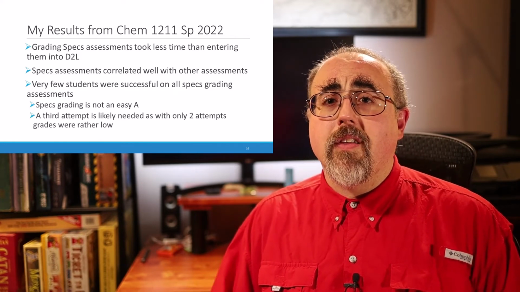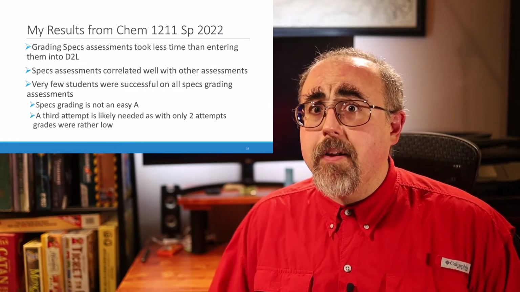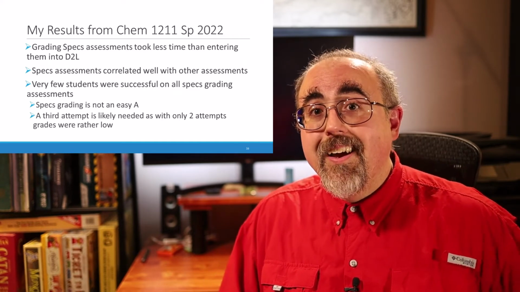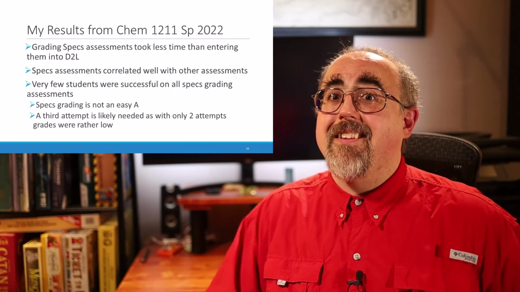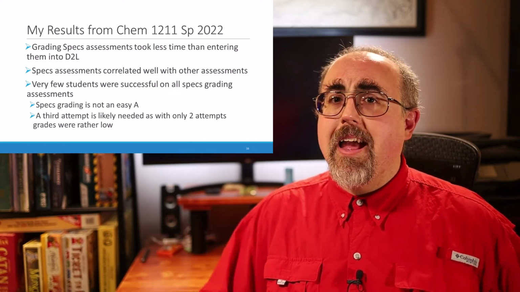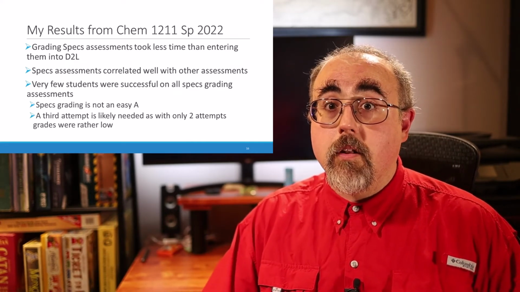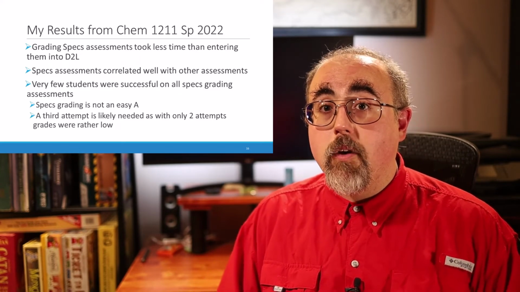That also makes me think that I need to add in a third attempt, because that number is actually kind of low. The average was around half to 75%. That's kind of low. So I'm going to add in the third attempt. That's why I'm doing the third attempt now with my GOB course.